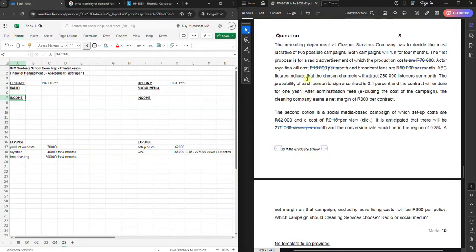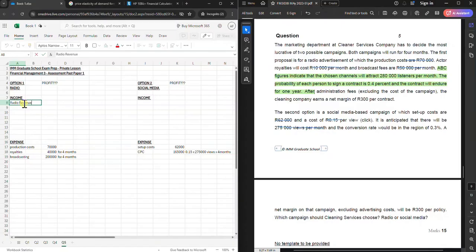Yeah, exactly. I'm saying 0.4% of 280,000 listeners are going to sign a contract. So I want to get how many people that actually is. So it's 280,000 times by 0.4%. Okay, so what income is this? What are we going to call this income? Radio revenue.